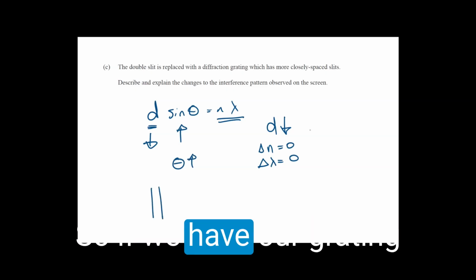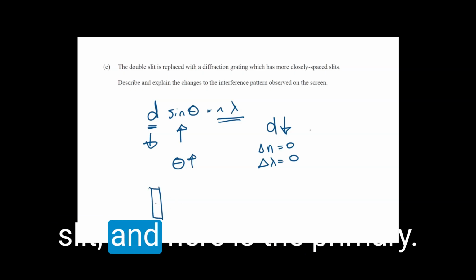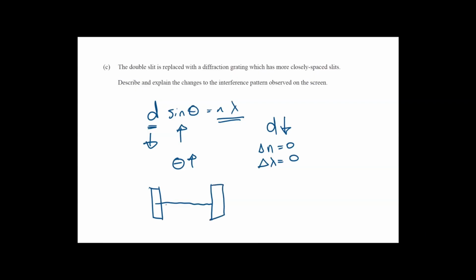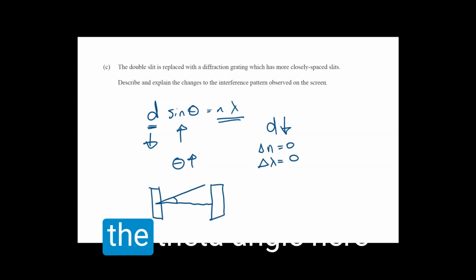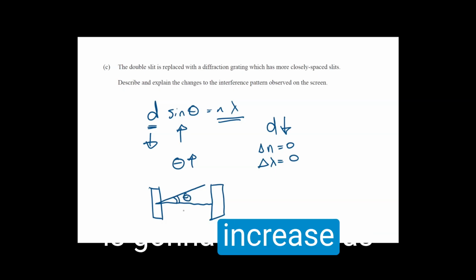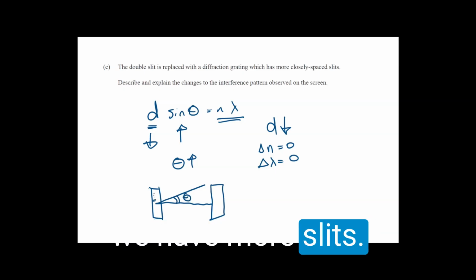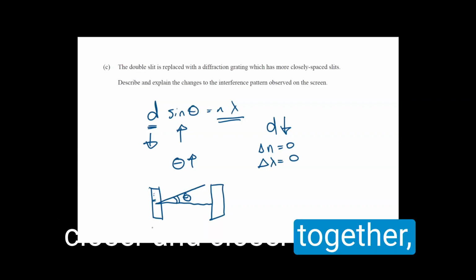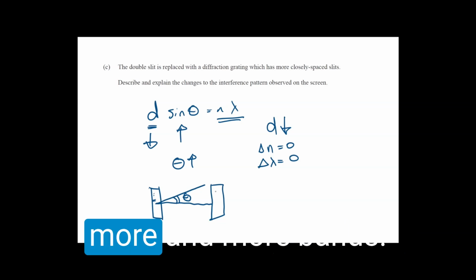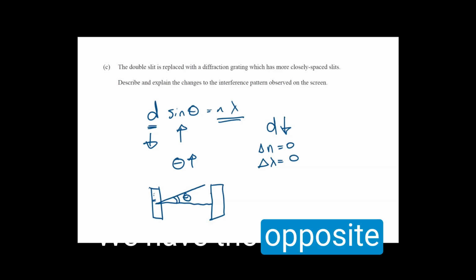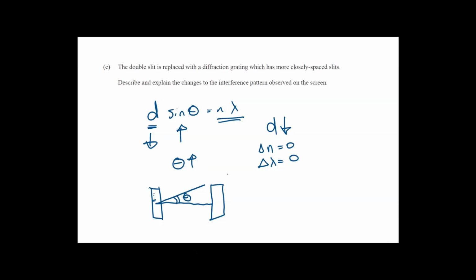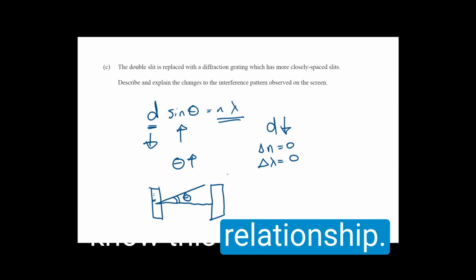So if we have our grating slit, and here is the primary line, this angle here, the theta angle, is going to increase as we have more slits. It's that sort of paradox. You would think that as they're getting closer and closer together, we would have more and more bands, but in fact we don't. We have the opposite effect. It's a quantum physics phenomenon. I'm not going to get into the physics right now, but you just need to know this relationship.